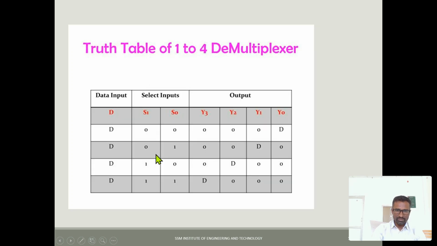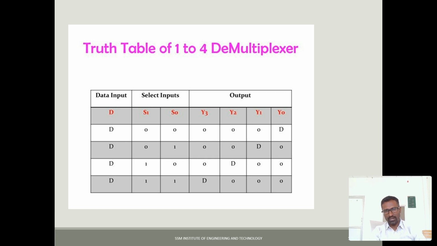This is the truth table for the demultiplexer. The data input is the same single data. The selection lines have 4 combinations: 00, 01, 10, 11. Here it is for 1 to 4, with 4 outputs, Y0, Y1, Y2, Y3. For selection line 00, the data input goes to the first output, Y0. For selection line 01, the data input goes to Y1. For selection line 10, the data input goes to Y2. For selection line 11, the data input becomes the output at Y3.